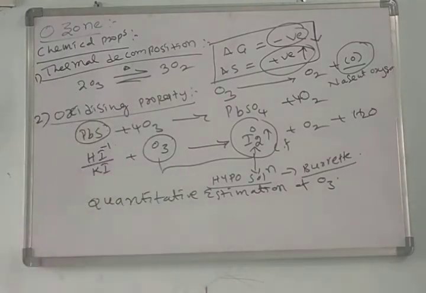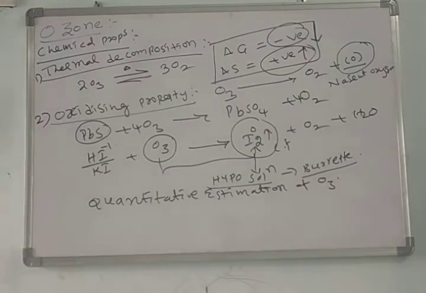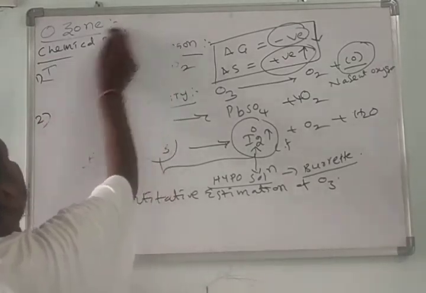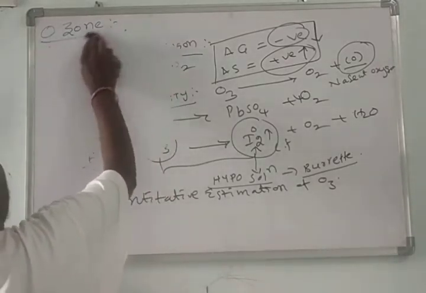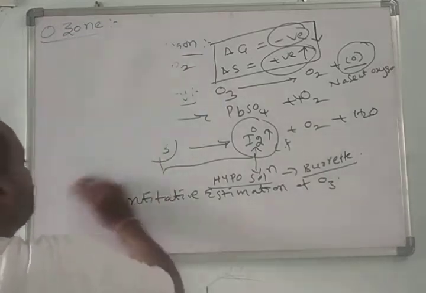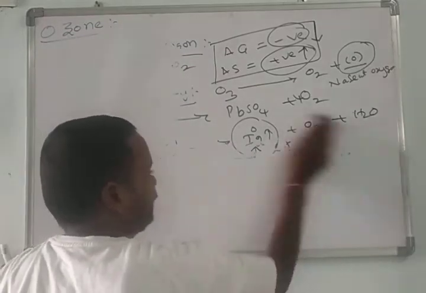This is the second property, the oxidizing property of ozone. And then the third chemical property of ozone. Already we know about the supersonic jet aeroplanes.